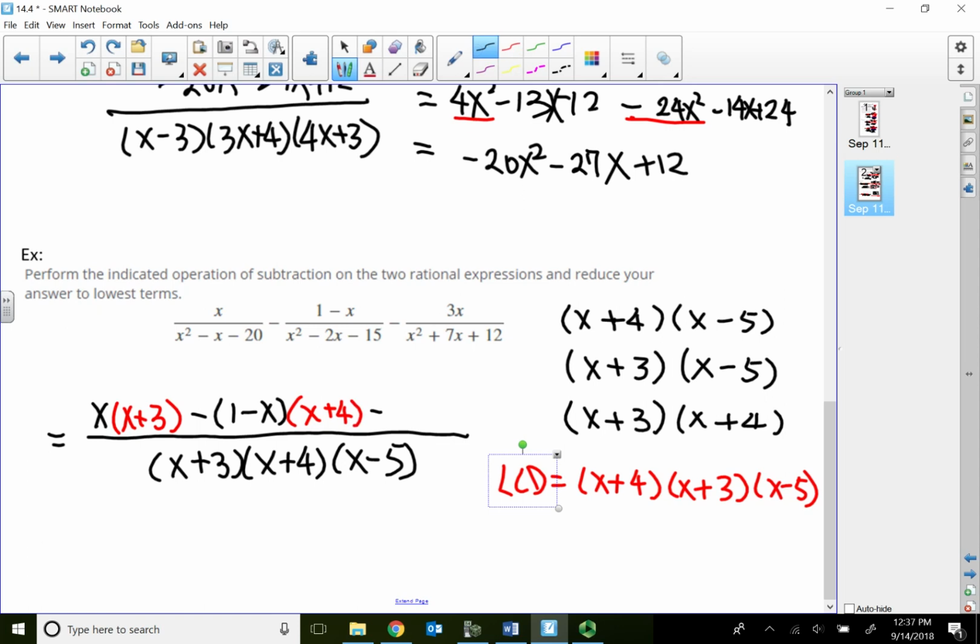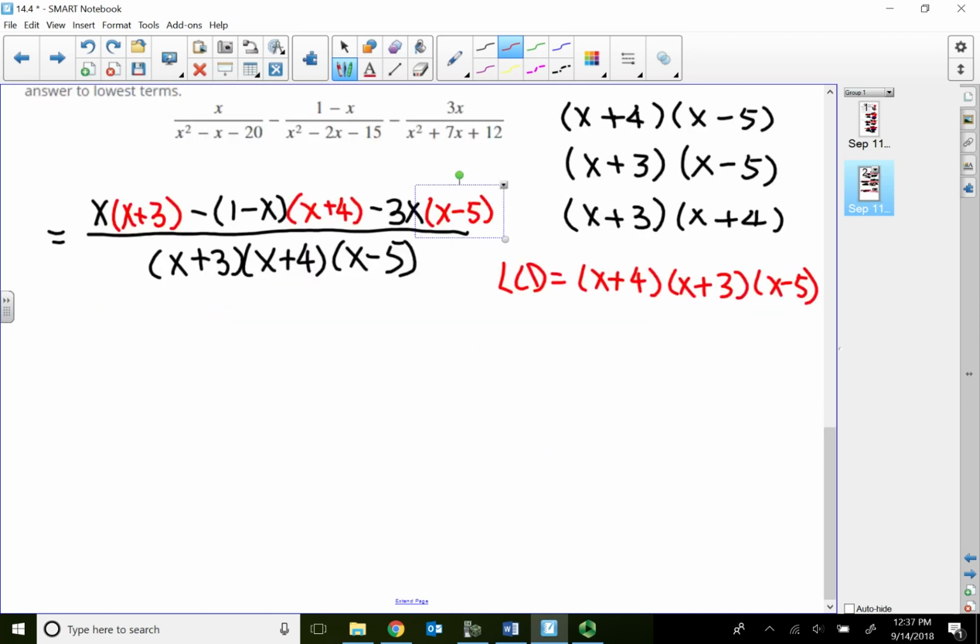Minus 3x times... 3x is only one term, right? Don't need a parenthesis. My third denominator, what does the LCD have that the third denominator does not have? You don't have an x minus 5, so we take that times the numerator. All right, so now let's simplify. This is a big old thing I need to simplify.